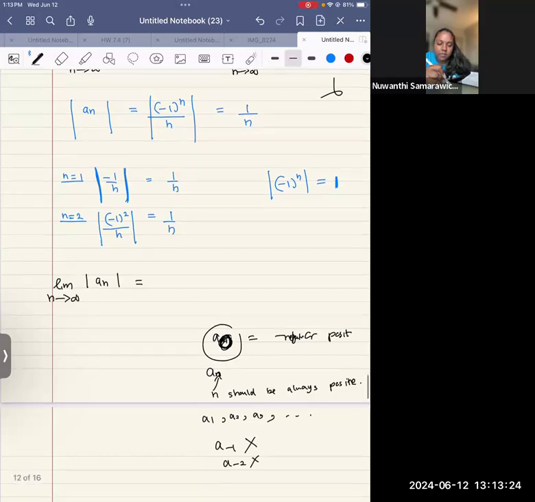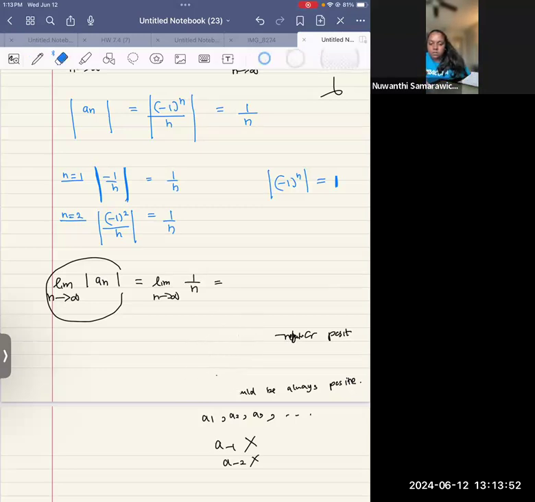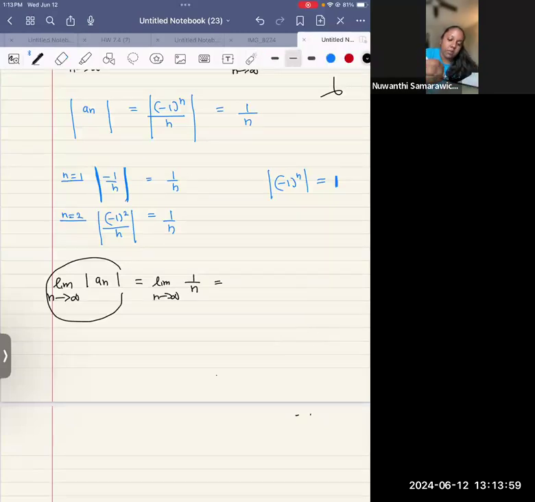So what is the limit of this one? Kyra, did I answer your question? Yes. Okay. So when you take the absolute value of the n term a sub n, this is the limit as n goes to infinity of 1 over n. So what is the answer here? Zero. So it is 0.